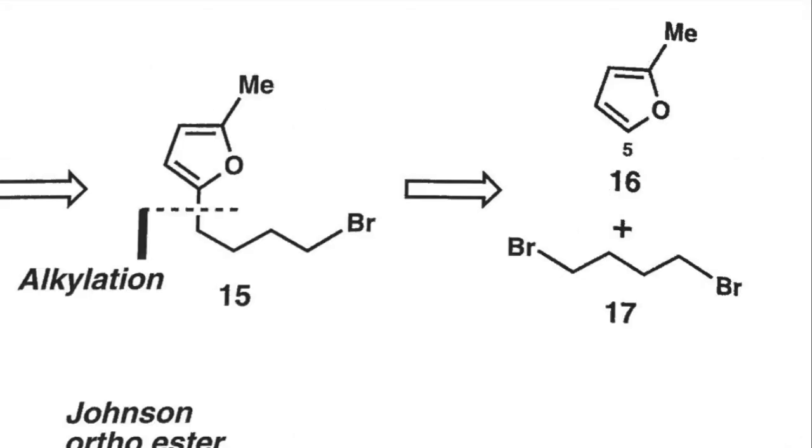In combining 16 and 17 to create 15, we use a very strong base to pull off the most acidic proton of that furan ring, which happens to be the hydrogen attached to carbon number 5. And once we have that very nucleophilic carbon, that conjugate base, that'll do an SN2 and kick out one of the bromines. And so we'll have alkylation of our furan ring at position 5.